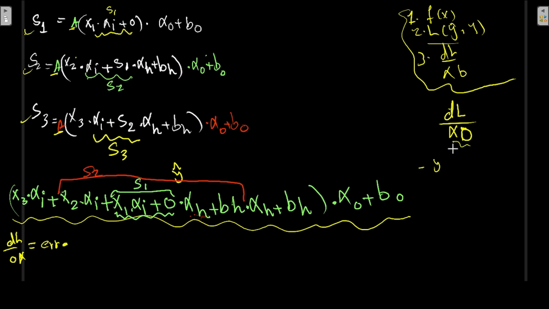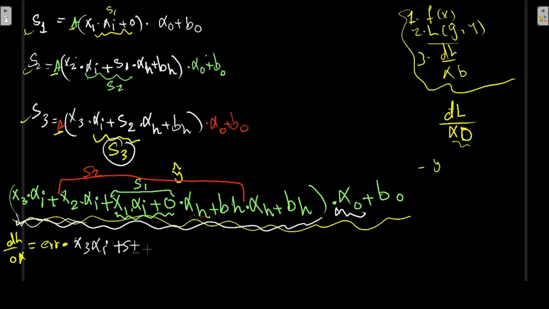Where does the alpha output happen here? Well, it happens here only one time. So if I take this error, the derivative of this is going to be the outcome of this entire value. It's the combination of this S1 and S2 altogether. Input of x3 alpha I plus S2 plus S1. That's it. This is actually the derivative of alpha output. The same concept we're going to do concerning the bias output, the alpha input, also alpha hidden and bias hidden.